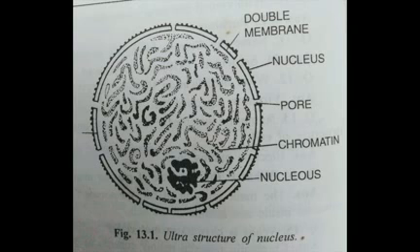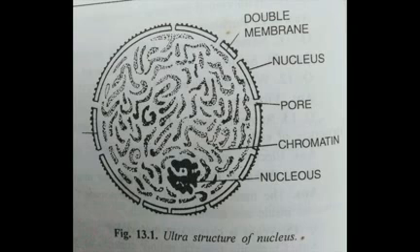Remember one thing, the nucleus is the most important part of the cell because it exerts a controlling influence on all cell activities. The shape of the nucleus is either spherical or oval, and it is situated at the center of the cell. Now, the nucleus is the control center of the cell.